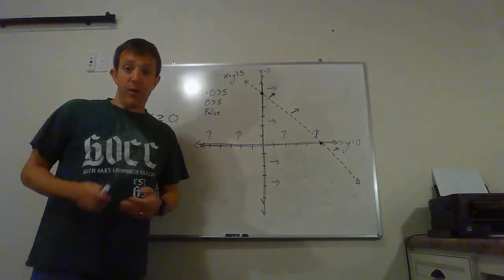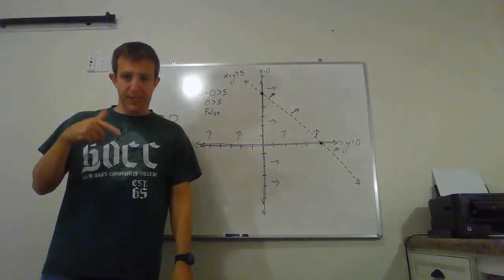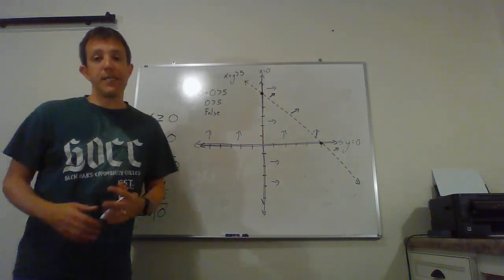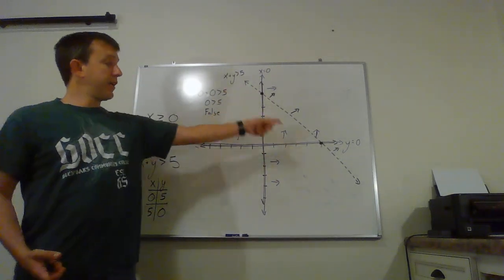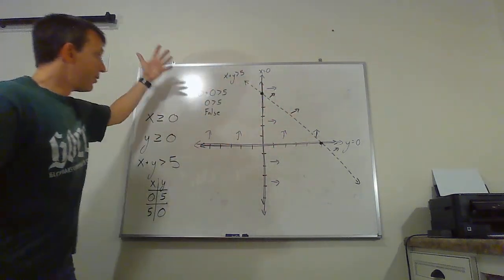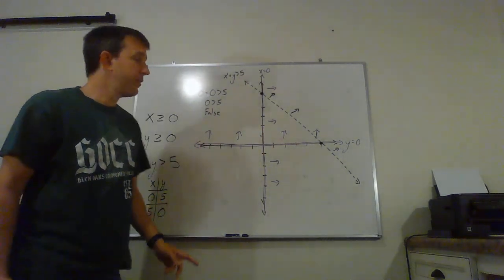When I started drawing this on the board, I made it a solid line, and I had to go back and erase it to make it dotted. So be careful. It's a really easy mistake to make, to forget that one of those lines should be dotted. All right, so there's my third line, and the only question left was, which way do I shade that one? Because it's going to make a difference.